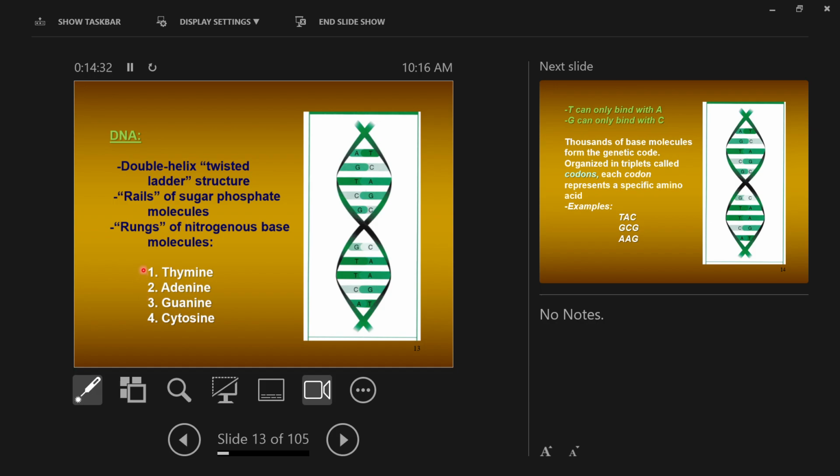So there's A for adenine, and there's T for thymine. Then the next rung down, G and C. G is guanine. C is cytosine. These are nitrogenous bases. These are molecules built off of nitrogen that are our genetic code.